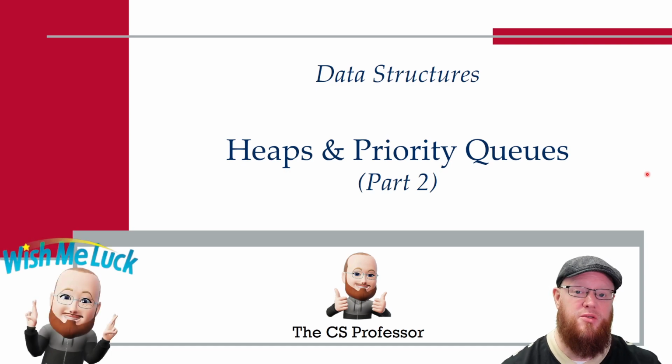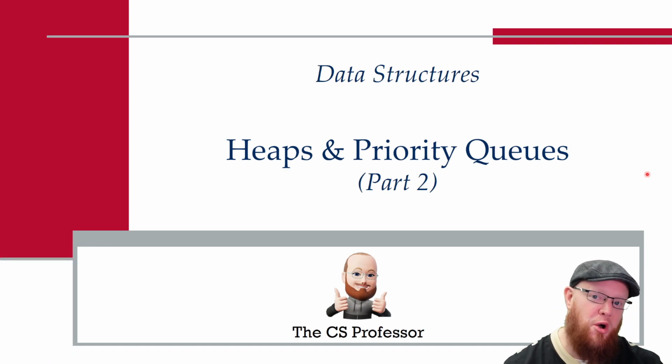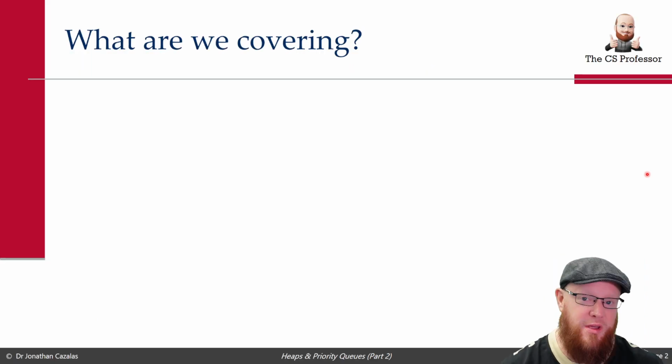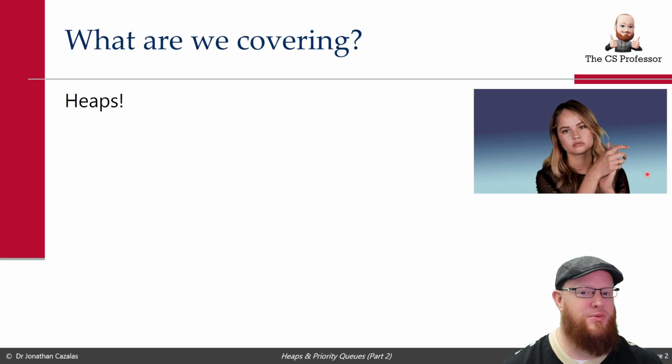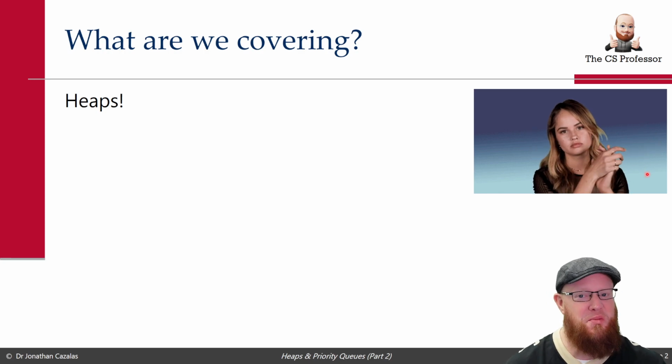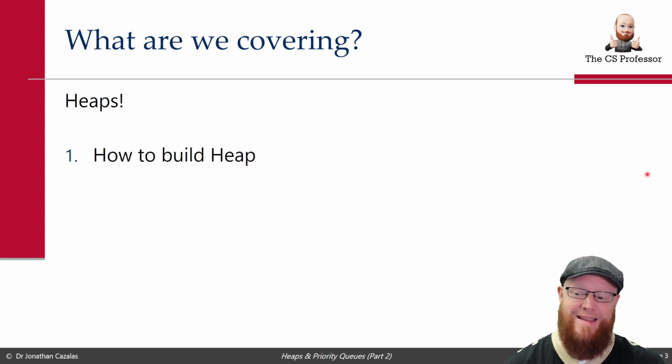We are back for part two of heaps and priority queues. Going to be fun. What are we covering here? The heaps, right? Obviously, we're covering heaps. We're at part two of this. But what's really next? How are we going to build a heap?